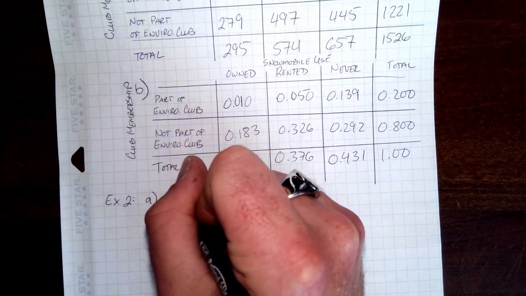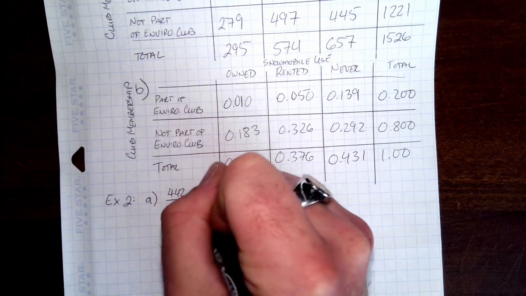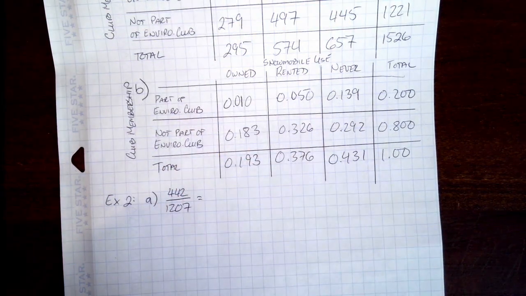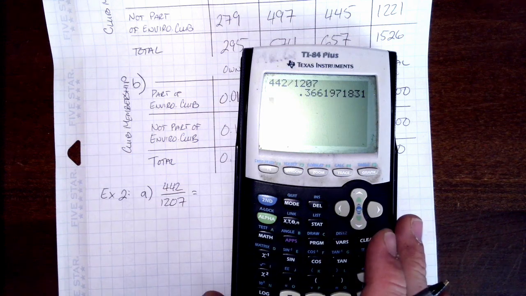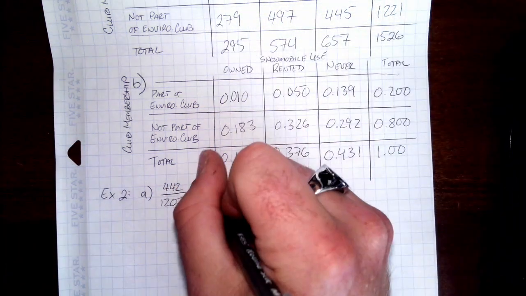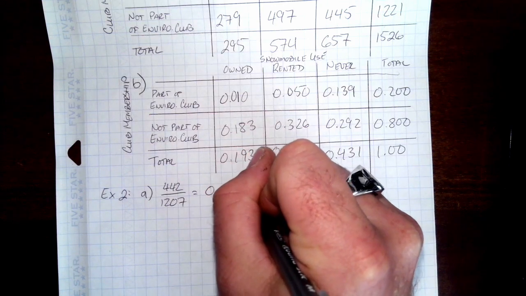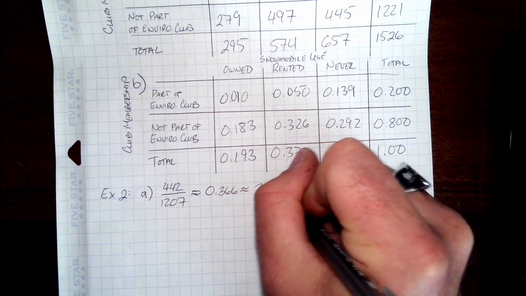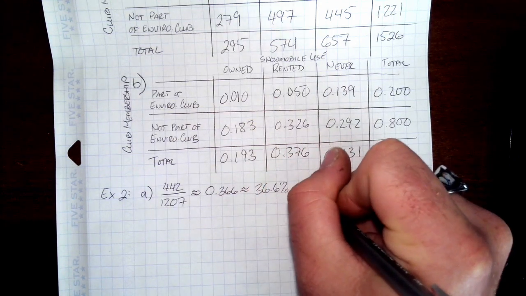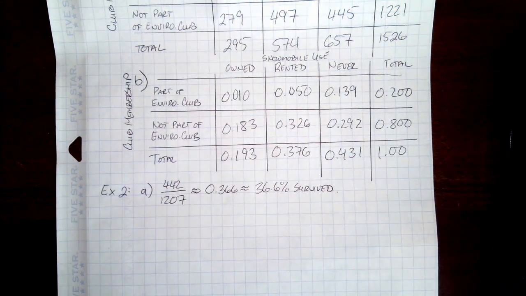So, 442 over 1207 is .366, 36.6% survived. And that's part A.